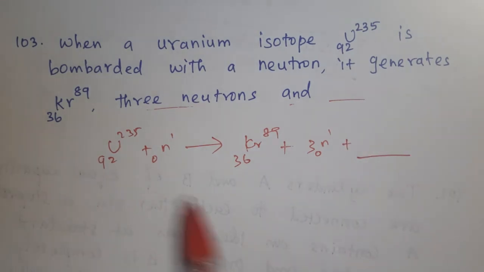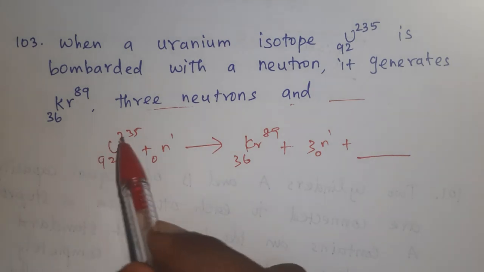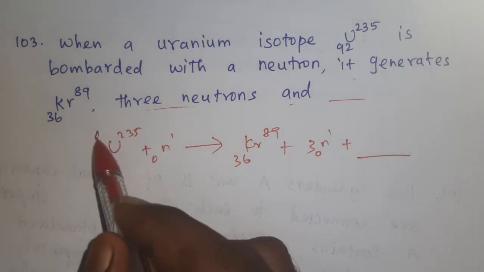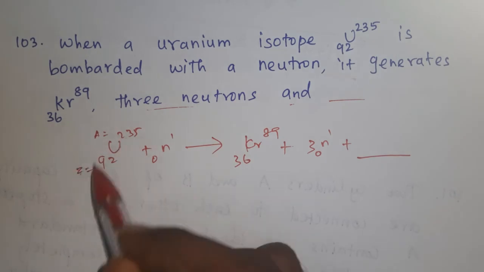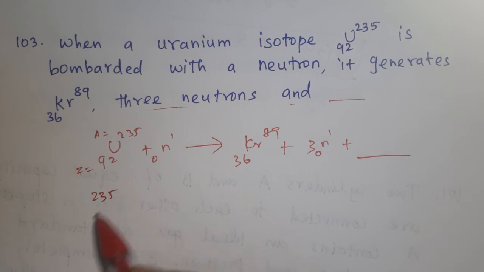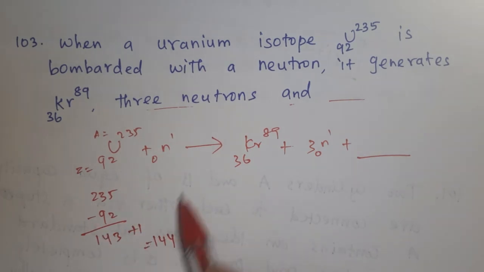So on both sides the neutron number is going to be the same. Neutron number is A minus Z. So this will be A, this is Z. So A minus Z for uranium: neutron number for uranium 235 minus 92, you will get 143. Then here 1 neutron is there, plus 1, so 144. So the neutron number of the reactants is 144.